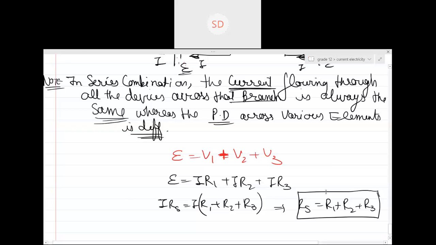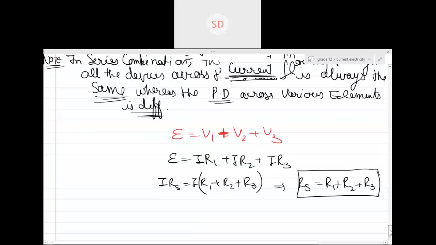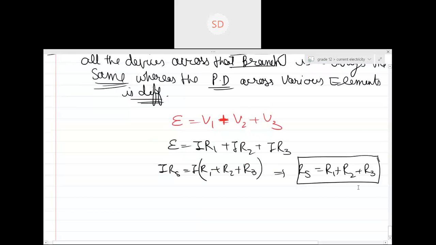So is this clear, guys? So basically, can you see whenever there is a series combination, you just add up all the resistances? What did you do if the capacitances were there? We take the sum of the reciprocals. So 1 by CS is equal to 1 by C1 plus 1 by C2 plus 1 by C3, right? Is this clear, guys?